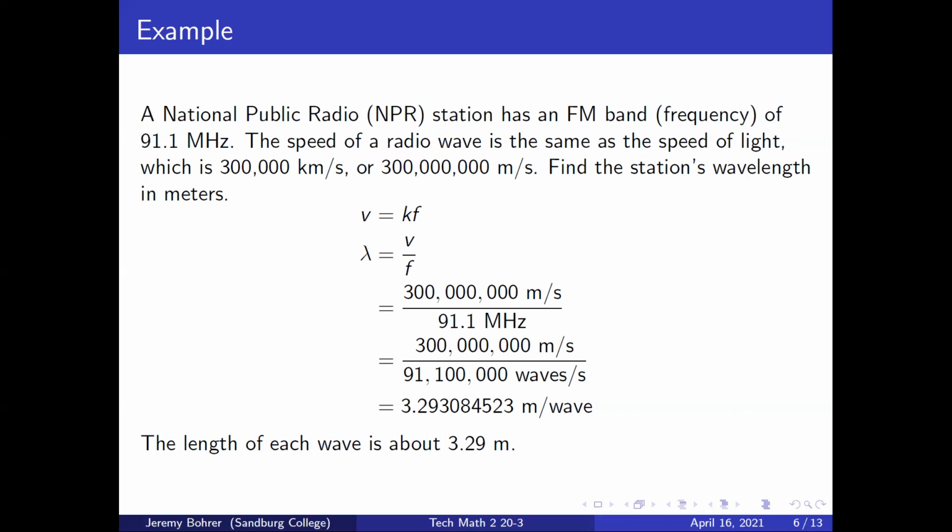Here we've got v equals lambda times f. Sorry, I misspoke earlier. So lambda equals v over f. Well, that's 300 million divided by 91.1. So that's 300 million meters per second over 91,100,000 waves per second, or 3.293084523 meters per wave. The length of each wave is about 3.29 meters.